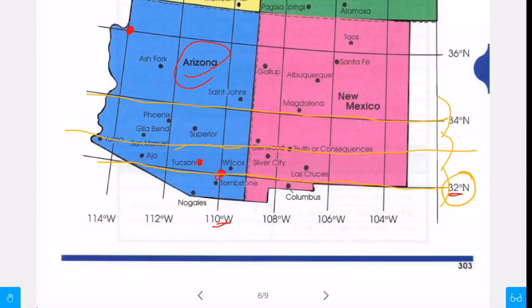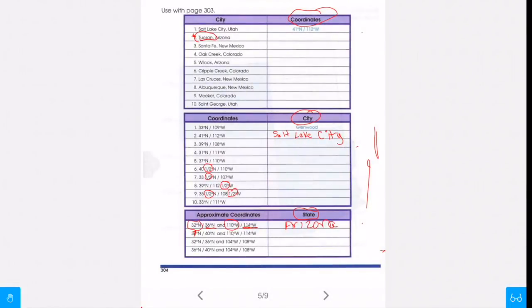So I'm going to put 32 north, and then I'm going to try and figure out what longitude it is. We are between 110 and 112, so that means in the center would be 111 degrees west. So again, I have to decide, is it close enough to 110 that it would be 110, or is it more like 111, or is it 112? And it's, to me, really close to the 111 line. So I would put 111 degrees west. So 32 north, 111 degrees west.